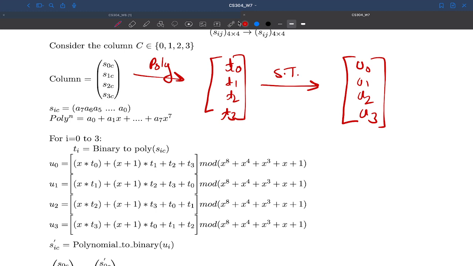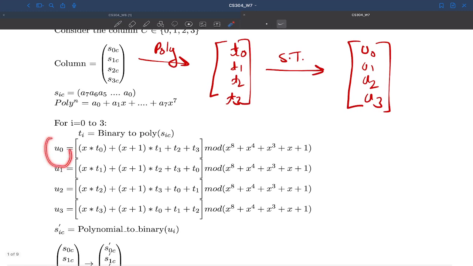Here I have mentioned. So to get the U0, take the T0 first polynomial, multiply it with x. Take the second polynomial T1, multiply it with x plus 1, and add the other polynomials as well, T2 plus T3, and do this operation under modulo x^8 + x^4 + x^3 + x + 1. This is the same primitive polynomial that we used in the SubBytes function also. So when you do this, you will get a polynomial.